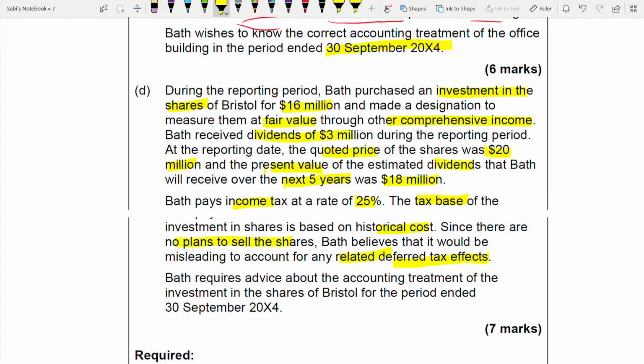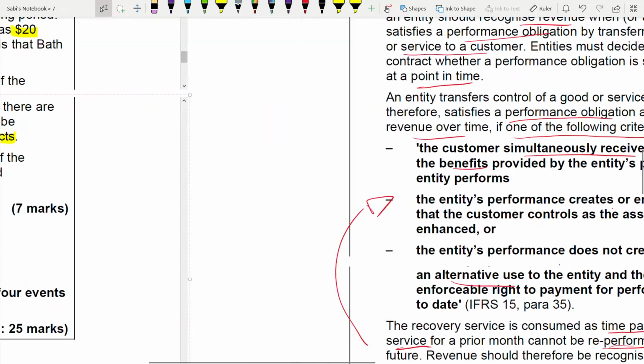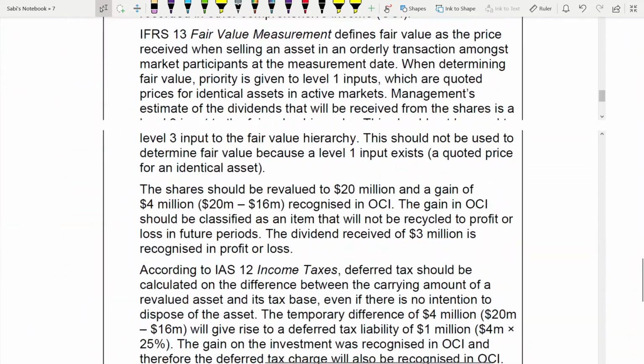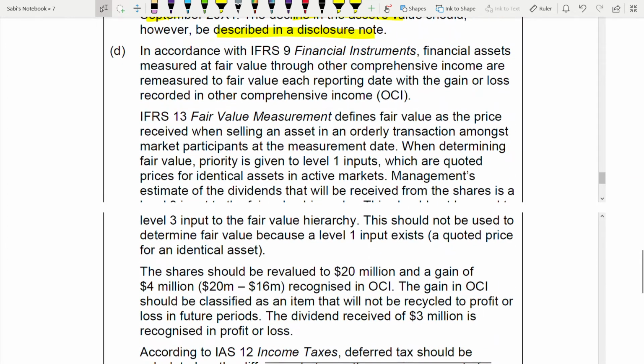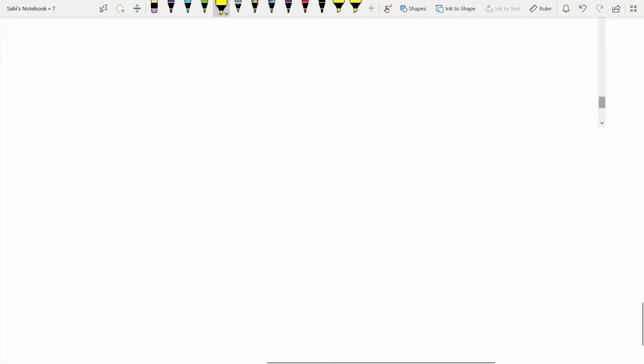There could be deferred tax asset also relating to shares. Now, Bath requests advice about the accounting treatment of investment in share. This is a tricky question. It's not easy to understand it right on the face of it. If you see, there are many standards in this: IFRS 9, IFRS 13, and IAS 12 income tax. Definitely income tax they are mentioned. So one by one we are going to tackle this.